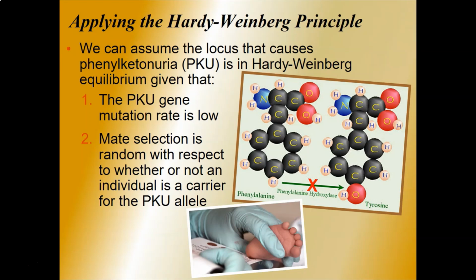So what else? Well, mate selection is random, right? Most people aren't out there running around asking about PKU before they decide to reproduce. So theoretically, that's not one of the reasons that you would or would not mate with somebody.